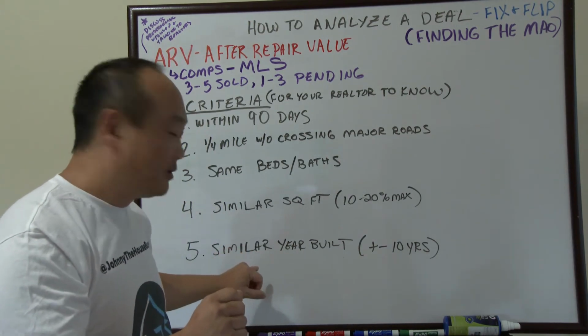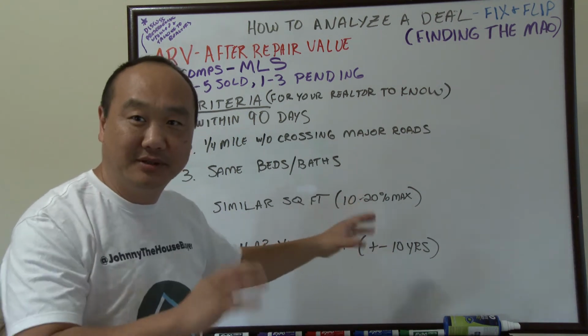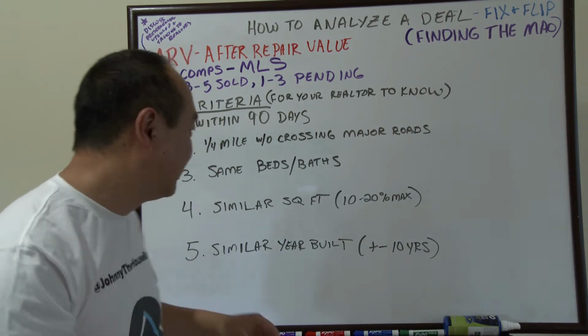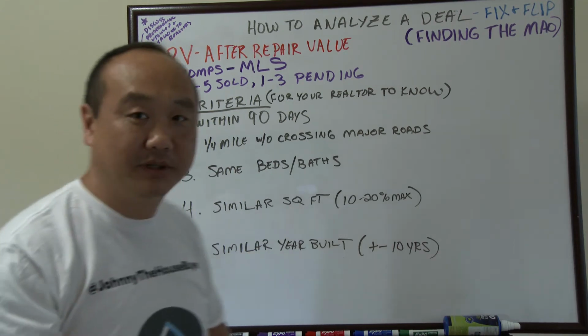Number 5 is similar year built. On the square feet, 10 to 20%, give or take. You can usually get away with that, as close as you can though. Similar year built, plus or minus 10 years.